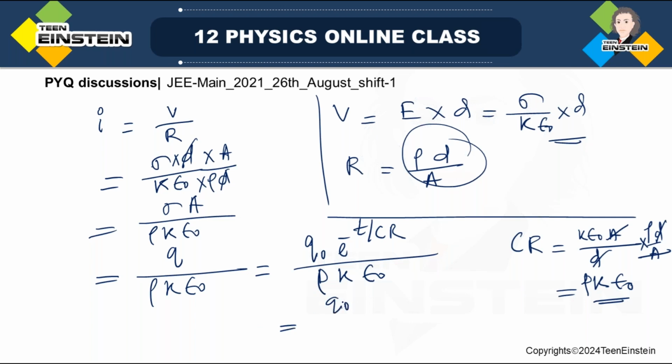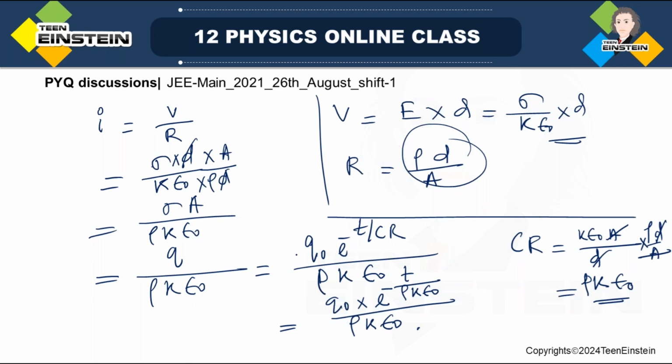Q0 is the maximum charge stored in the capacitor plates, and that charge is the steady state charge after the capacitor plates are fully charged. This is e to the power minus T by rho K epsilon naught divided by here rho K epsilon naught. Okay.